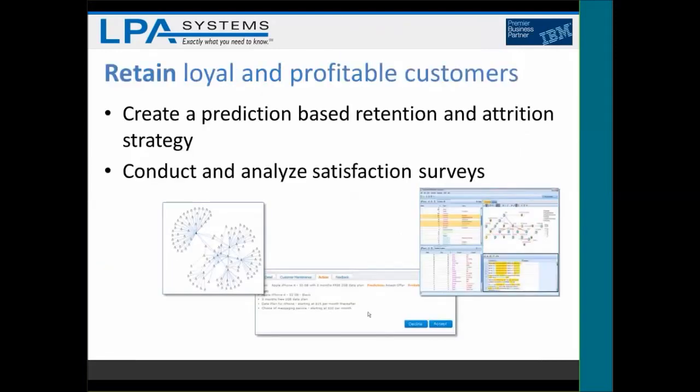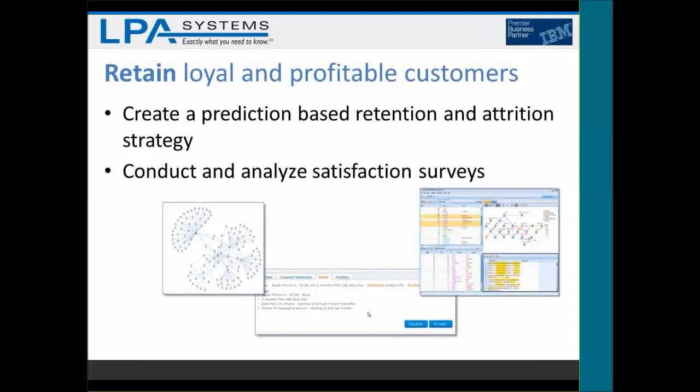So now, as I move towards retaining our loyal and profitable customers, we don't want to lose good customers. Studies have shown that customer acquisition costs 5 to 12 times more than retention, and that improving customer retention rate just by 5% can increase an organization's profitability from 25 to 100%. So obviously, improving customer retention can have a big impact on your profits.